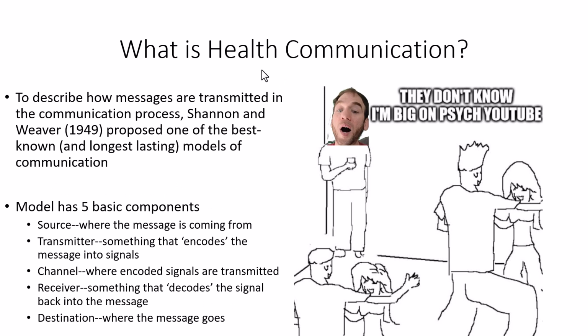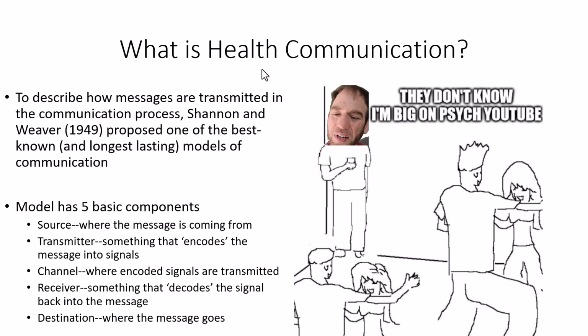We do have a model of health communication from Shannon and Weaver in 1949. I hope you're both with us still, Shannon and Weaver. This is one of the best known and longest lasting models of communication. There are 5 components, beginning with source, that is where the message is coming from. The transmitter, that is something that encodes the message into signals. The channel, where encoded signals are transmitted. The receiver, something that decodes the signal back into the message, and destination, where the message goes.